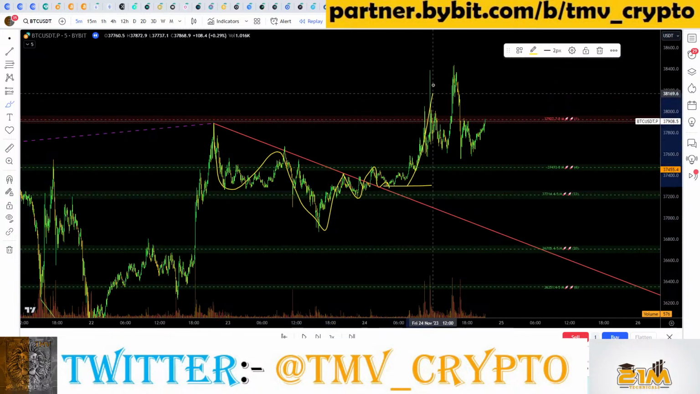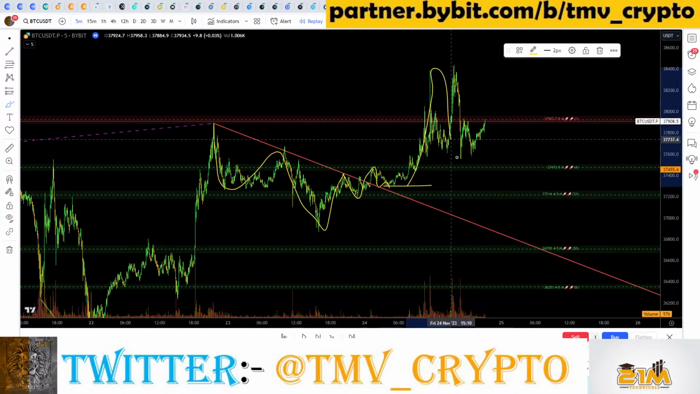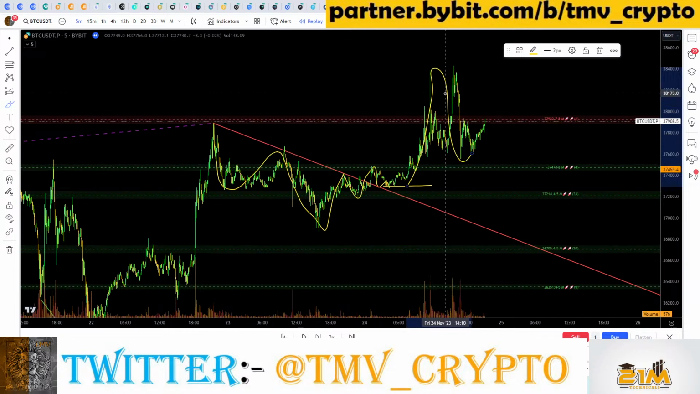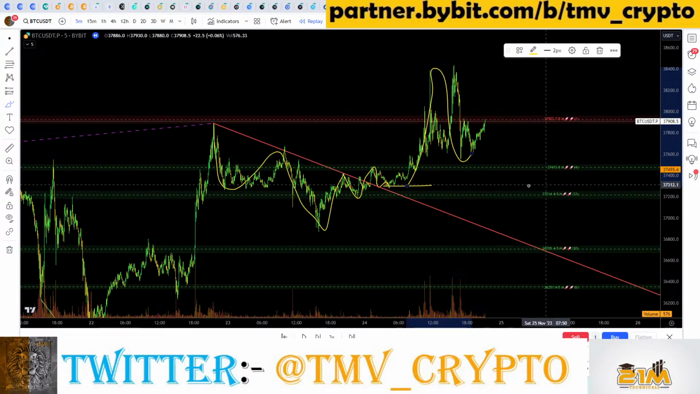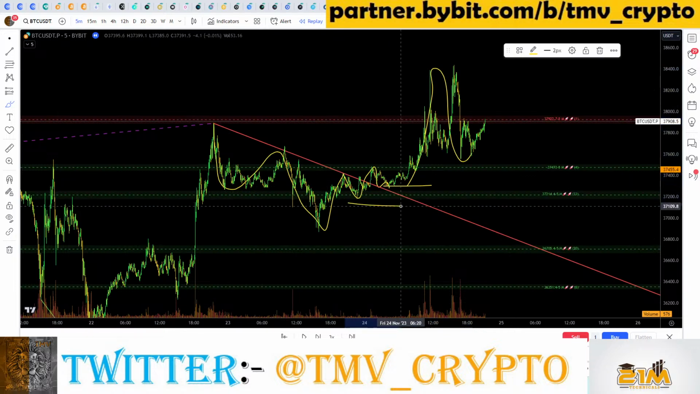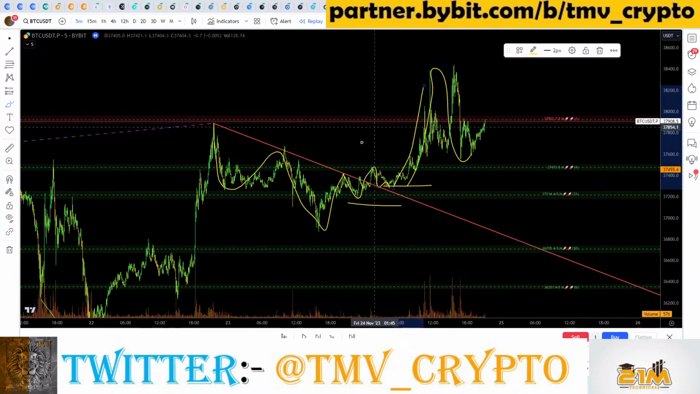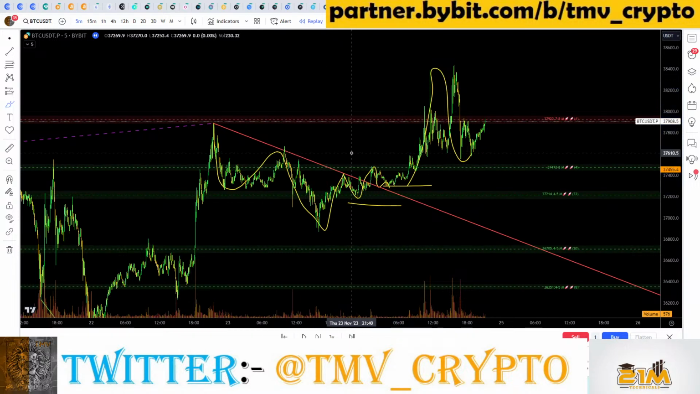You would have longed it, and you would have ridden it to 38,400, and maybe you could even ride it till 37,900 as well. So you had a nice trend line flip plus support flip. Both the support and trend line flip long, stop loss under the support, and then ride it. That is a good risk reward you can ever get.